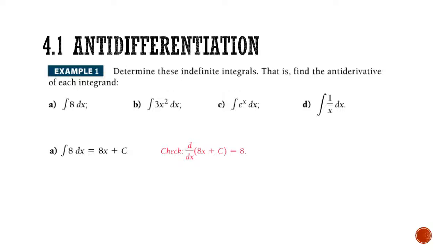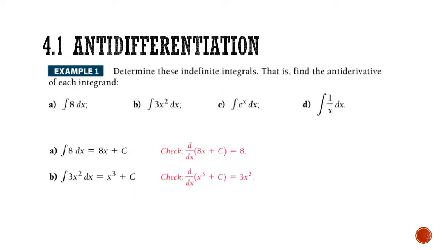For B, think about what happens with powers. When you take a derivative, you bring the power down front and you reduce it by 1. So looking at this, what we have in front is a 3, the power we have is a 2. That must have been an x to the third, because the 3 would have come down front and the power would have gone down by 1. So x to the third plus c.